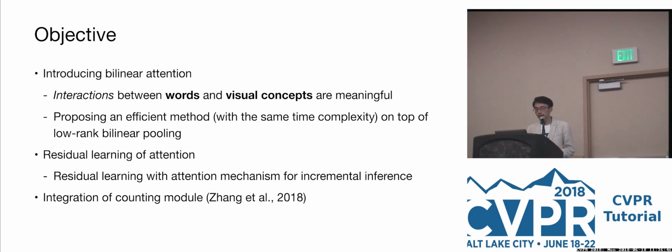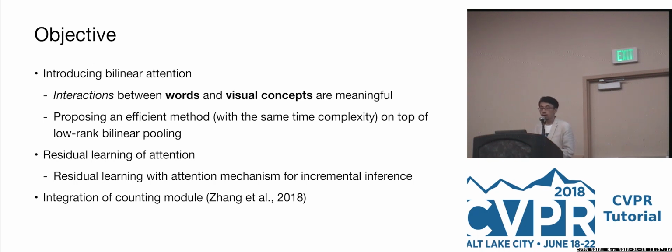Bilinear attention is to give separate attention to every interaction between the words and the visual concepts. Since these interactions have different meanings, it is natural to map a token dog to the dogs in an image and cat to cats in an image. However, a naive approach may introduce a huge computational cost. So, we propose an efficient method with the same time complexity on top of low-rank bilinear pooling.